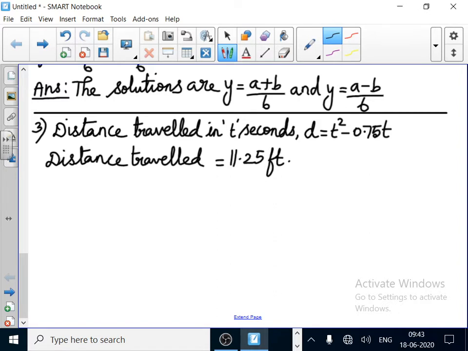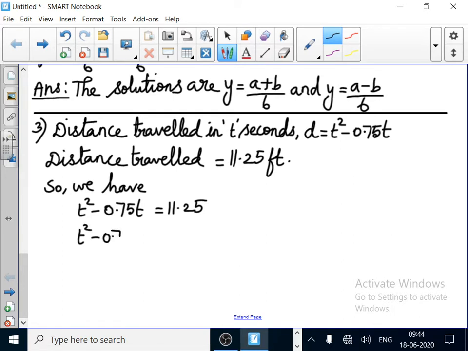Now by the given, we can equate this. So we have t² minus 0.75t equal to 11.25. Now you bring the constant term to the left hand side. So t² minus 0.75t minus 11.25 equal to 0.